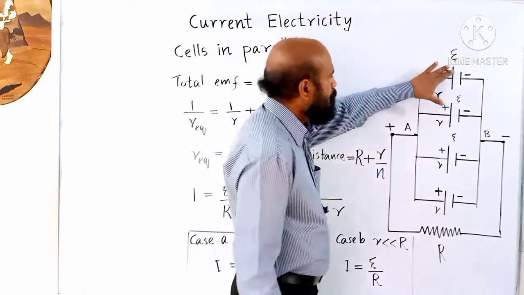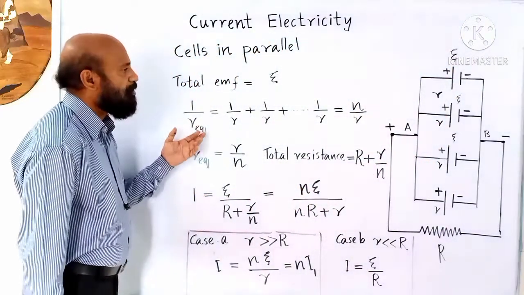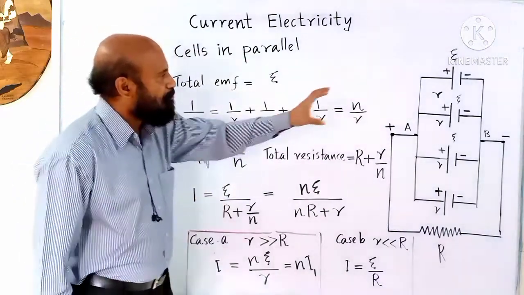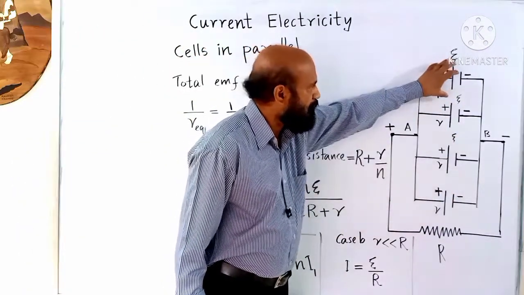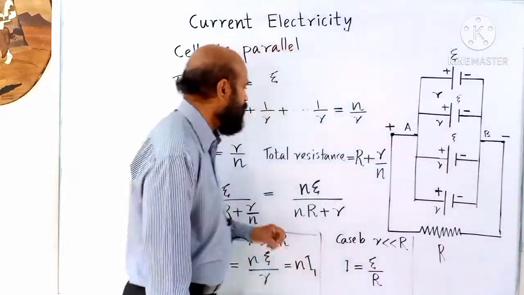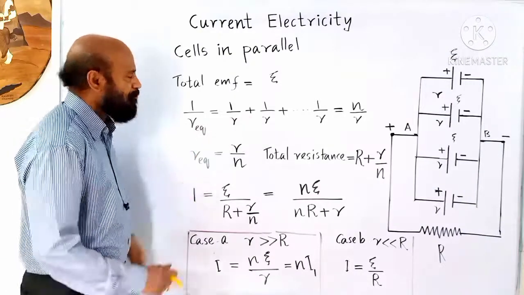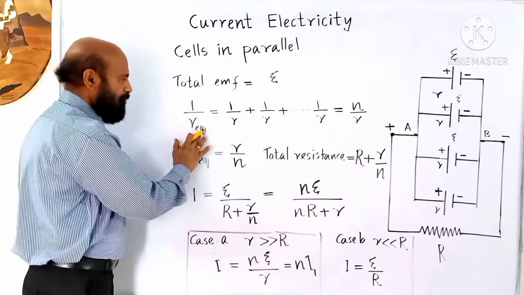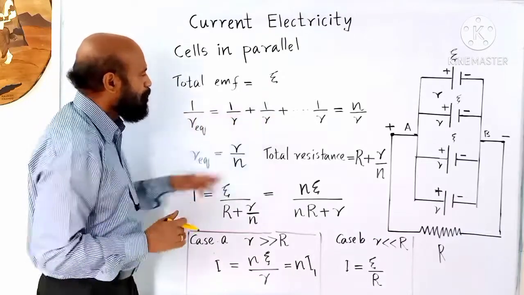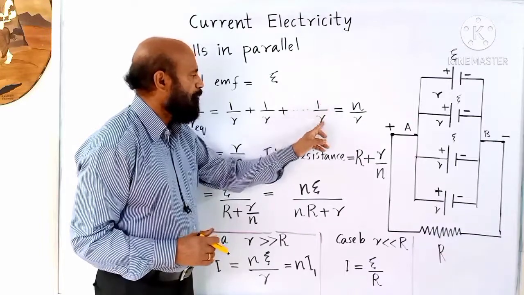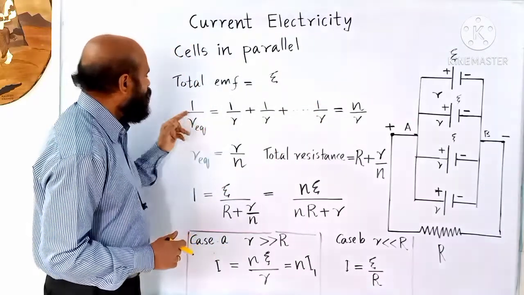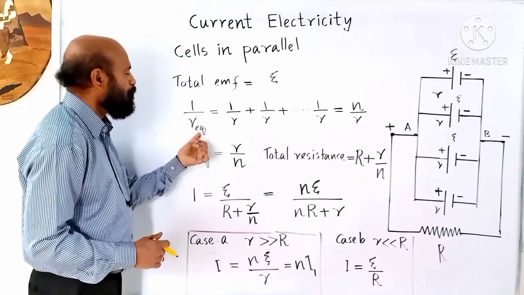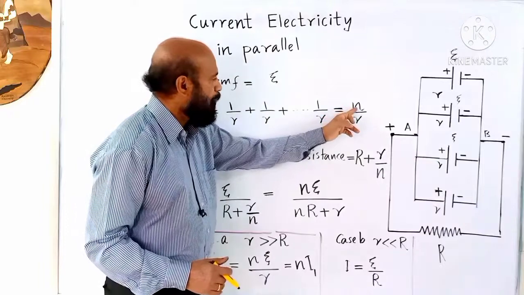Now effective value of the internal resistance. Each cell internal resistance is small r. Since the cells are connected in parallel, internal resistances are also in parallel. So when resistances are connected in parallel, effective value of the resistance is given by this expression. 1 by Req, effective value of the resistance, is equal to 1 by r plus 1 by r plus N times 1 by r. Then 1 by Req is equal to N by r.